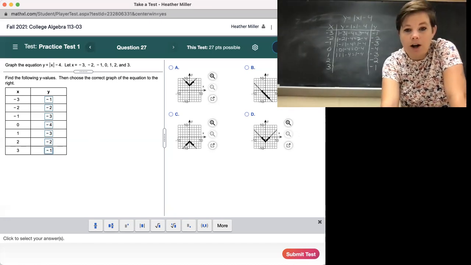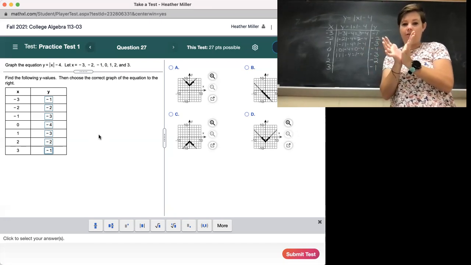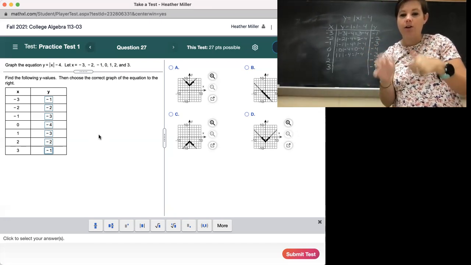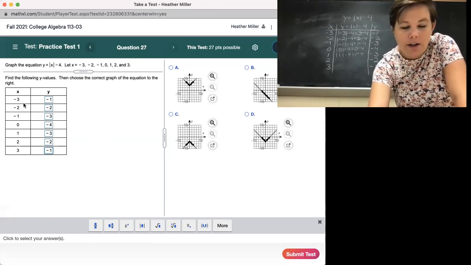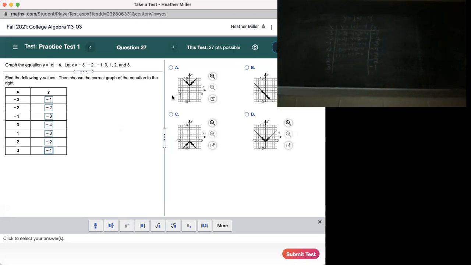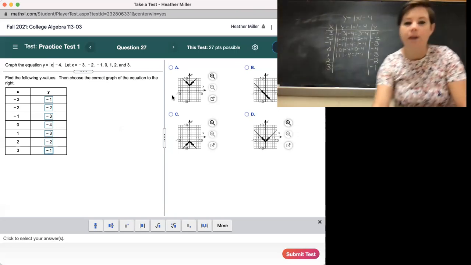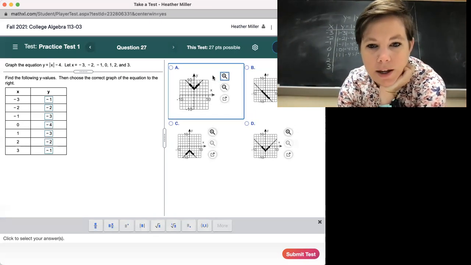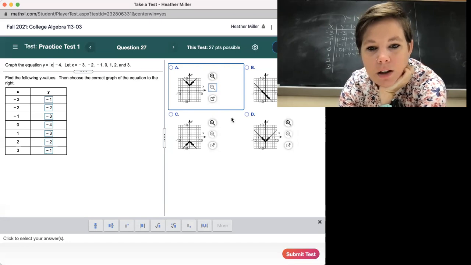Okay, so if I'm graphing that, then I need to figure out what that looks like over here. Hopefully you remember that these are always going to look like a V of some kind, either an upward V or a downward V. So immediately you should be able to get rid of B. Now I know when x is -3, I need to be at -1. So if I'm looking at my A graph, at -3, is that at -1? No. So I know it's not going to be A.